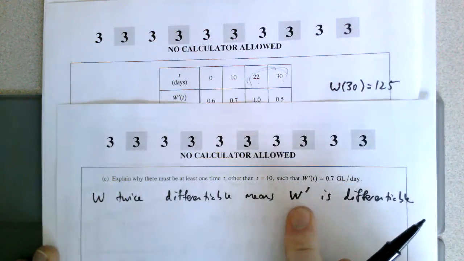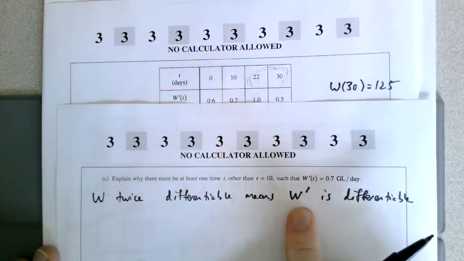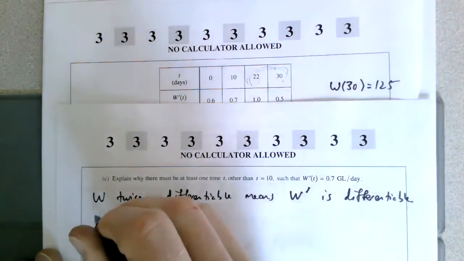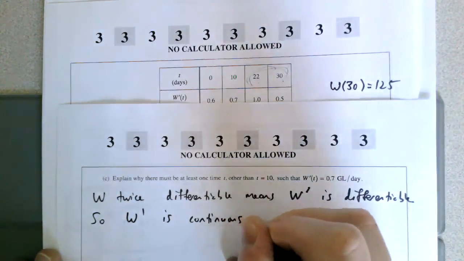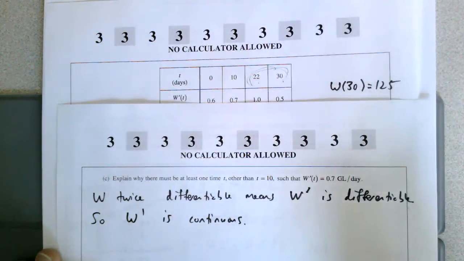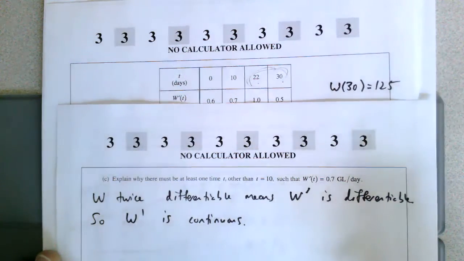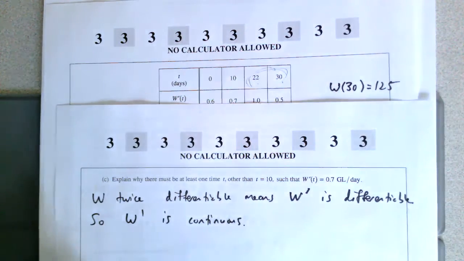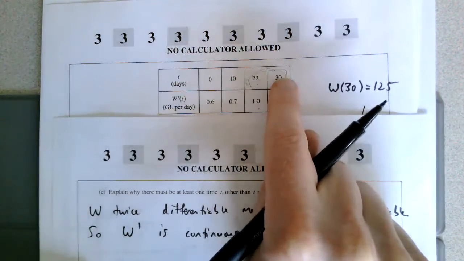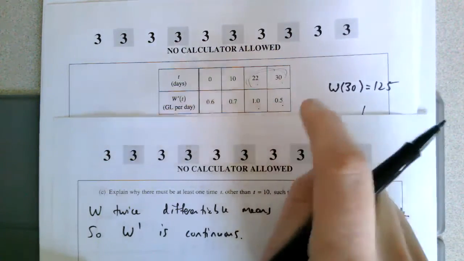You'll remember, or hopefully you'll remember, that differentiability implies continuity. So if a function is differentiable, it is automatically continuous. So because W prime is differentiable, that means that W prime is in fact continuous. And that's important because it means it satisfies the conditions of the intermediate value theorem. The intermediate value theorem says if you have a continuous function over an interval, then that function will take on all intermediate values.